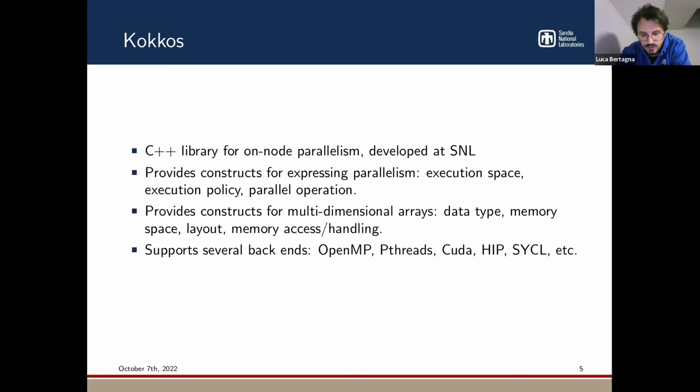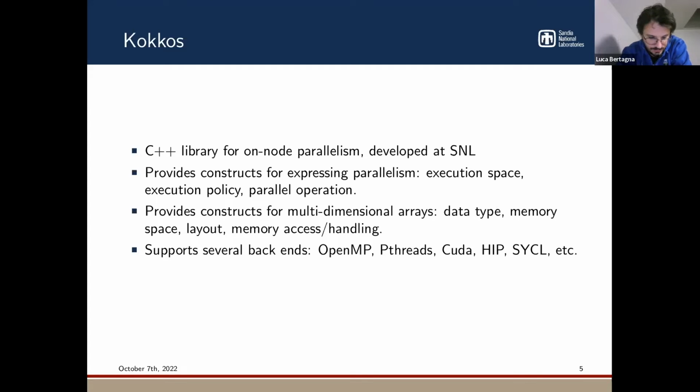It also provides constructs and abstractions for multidimensional arrays, including what's the data type. This barely means int, double, float, whatever it is. Then the memory space, which is where this array is stored: on host, on device, what kind of device memory. The layout, of course, you need to know what kind of multidimensional array it is, and then how you're going to access and handle memory. Is it going to be random access? Is it going to be aliasing error vectors? Are you in charge of deallocating the memory? Is that automatically done? And all of that stuff.